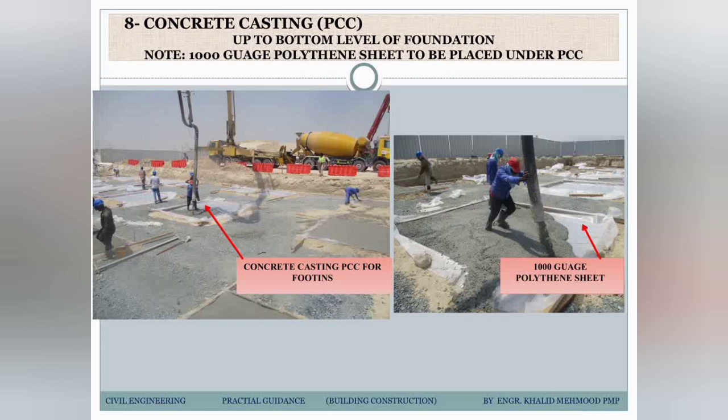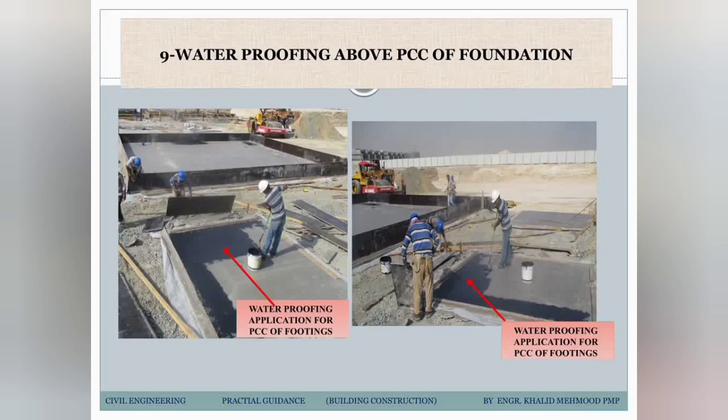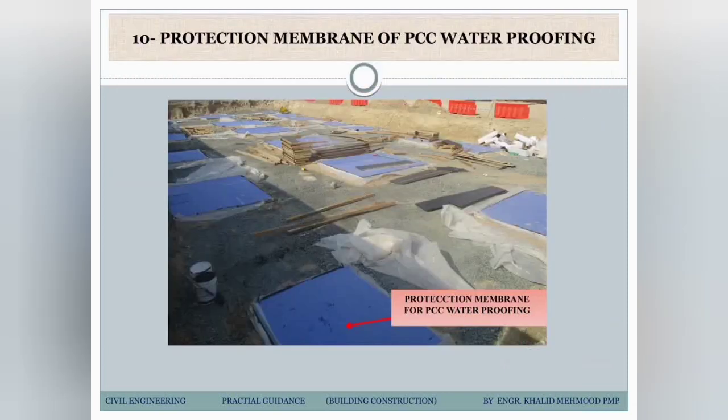Now we are casting the PCC for the foundations. Under the PCC we need a polythene sheet of 1000 gauge. So PCC is done. You can see the individual foundation PCC. And now we're going to start the waterproofing above the PCC of foundations, as bituminous waterproofing. And this waterproofing will be protected with a protection membrane.